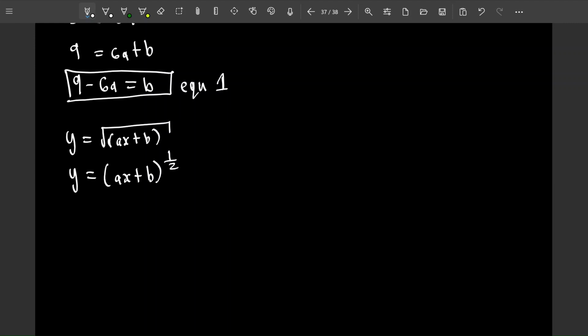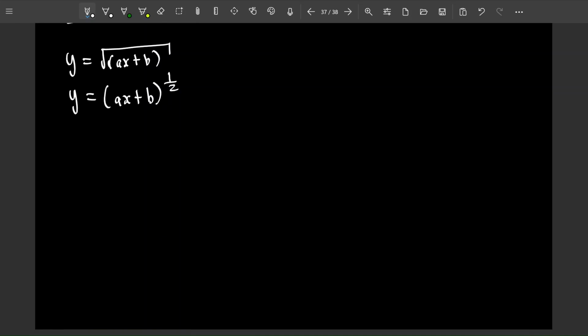Because remember, we said every root, when you change it to a power, it will be the denominator of that power in a fraction. Now, the moment I look at this, I know this is a chain rule, because inside is ax plus b. This whole thing together is raised to a power outside. The whole thing together. So I'm going to have to use the chain rule. So anyway, we could go the longer way or the shorter way.